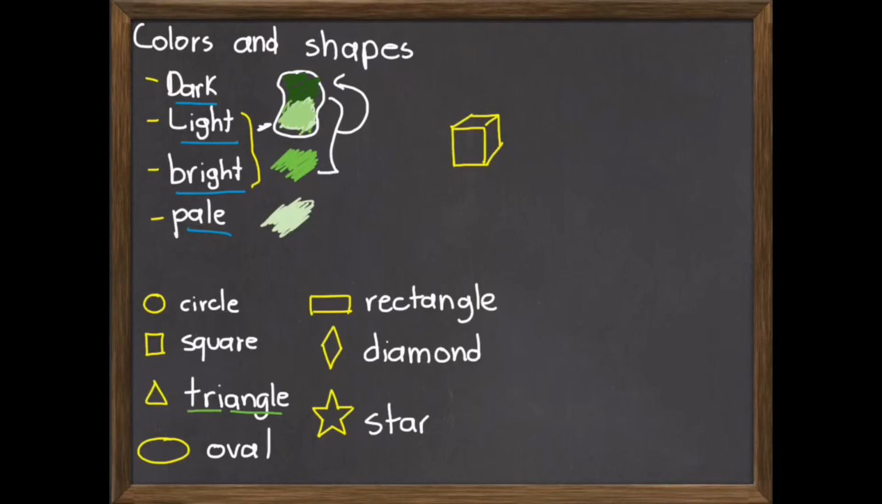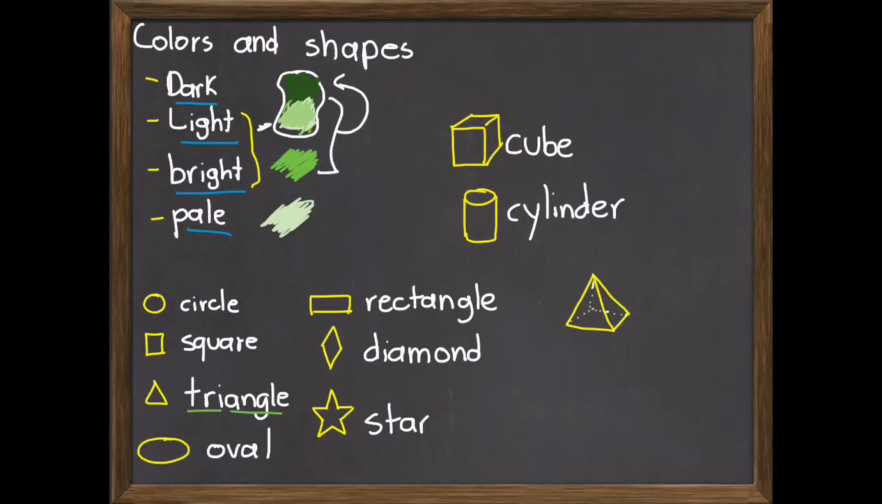And now some basic 3D shapes. For example, this one is a cube. This one would be a cylinder. And now let's use our imagination and think of this as a 3D shape. It would be a pyramid.